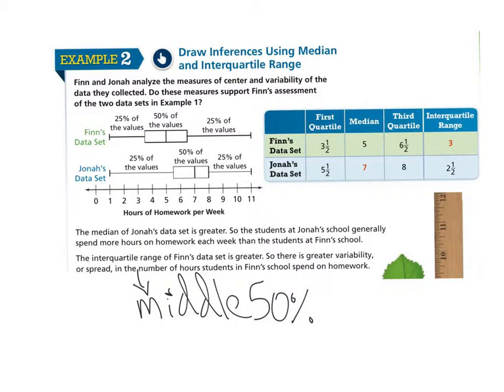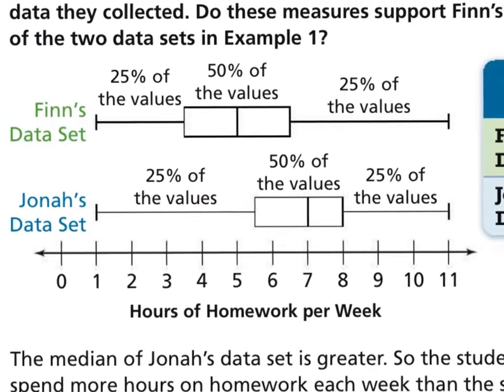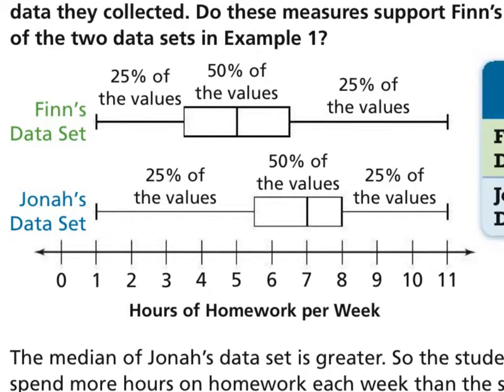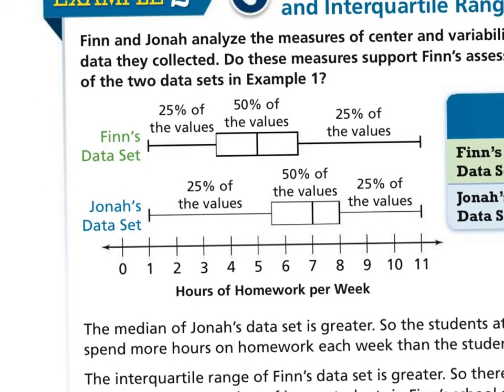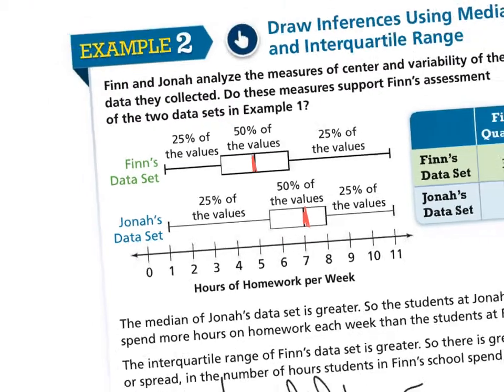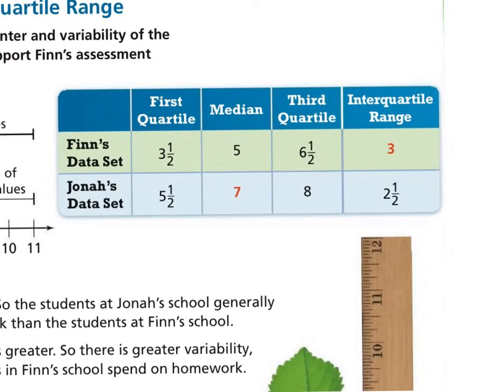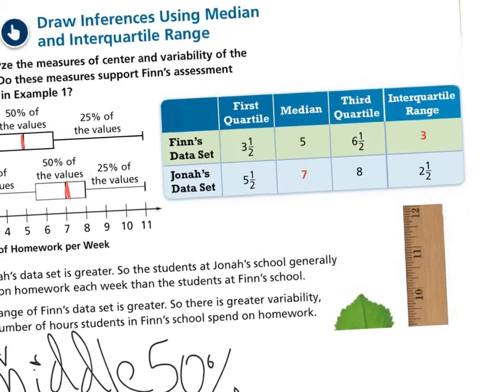Example 2, Finn and Jonah analyze the measures of the center and variability. Do these measures support Finn's assessment of the two data sets in example 1? So if you look at this, we can look at the median. The median for Jonah's is greater. The book's looking at the middle 50%, and the interquartile range they talk about here is basically where our boxes start and end.